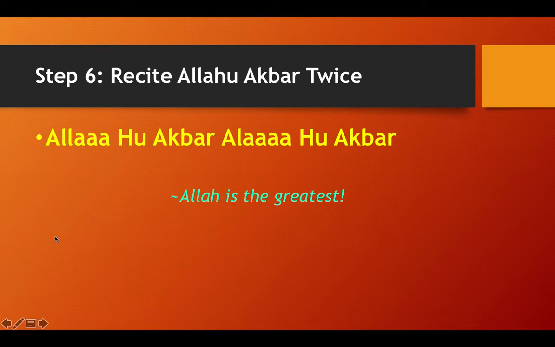The next step, step 6, is to recite Allahu Akbar twice. So we've now reached the conclusion of the adhan. So Allahu Akbar, Allahu Akbar. Let me say that slowly again. Allahu Akbar, Allahu Akbar. Okay, again, the translation here is Allah is the greatest. Okay, so you say this 2 times, and again, this is already written twice, so you don't have to say this a second time.